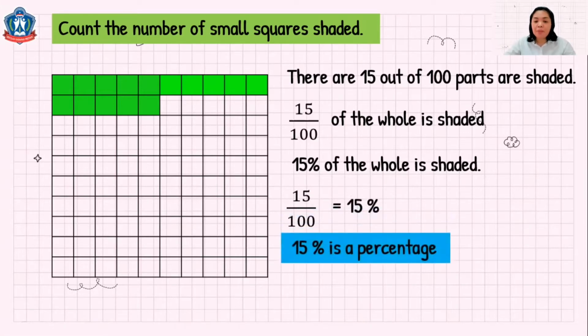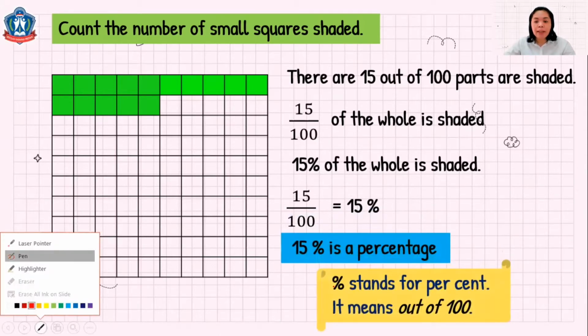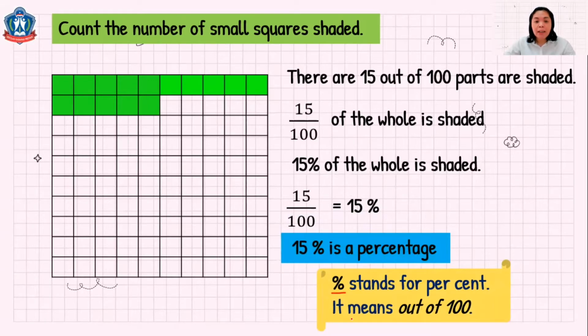When we say 15%, that is what we call a percentage. This symbol, we read this as percent. It means out of 100. It means 15 out of 100 is shaded with green. So this is what we call percentage.